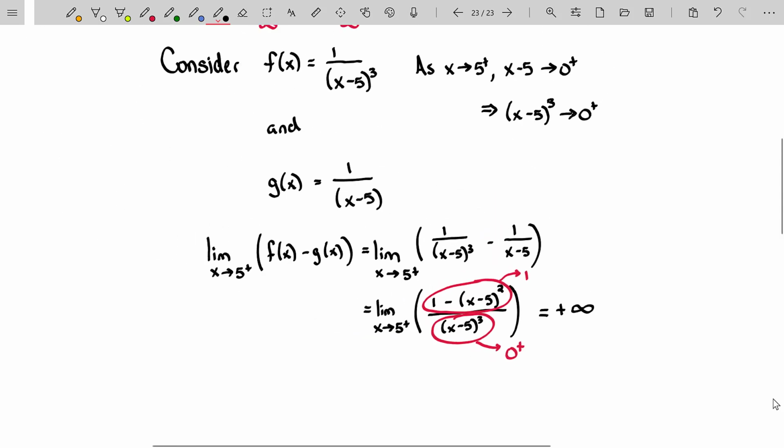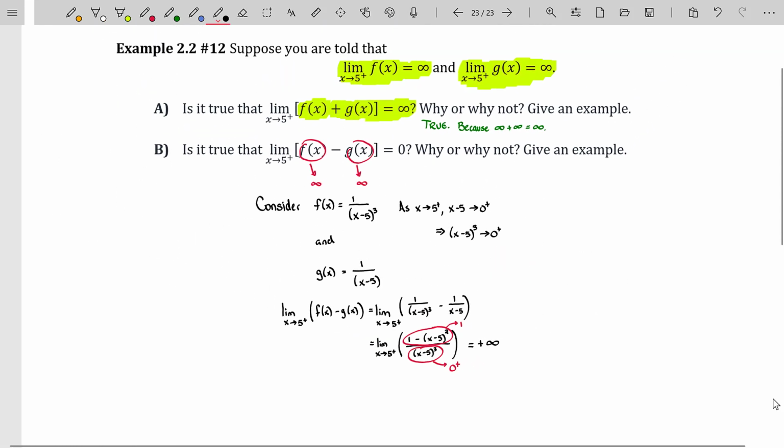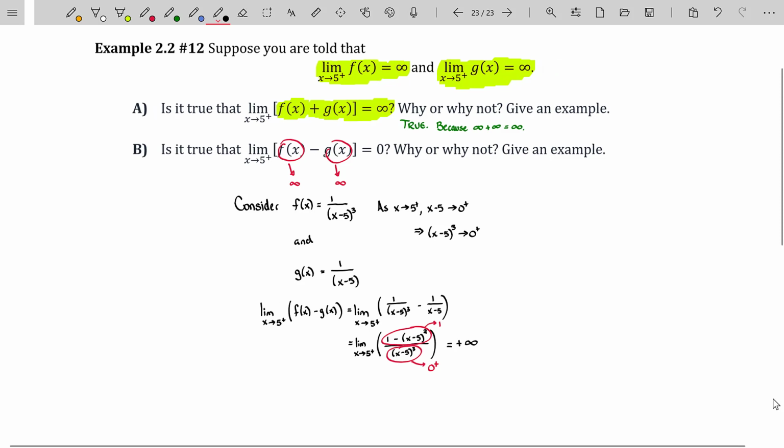So this is an example where you have two functions that both tend to infinity, yet when you subtract them one from the other, the result is non-zero. In fact, the result is infinite. So I'm giving you a heads up. This type of problem creeps into calculus a lot.